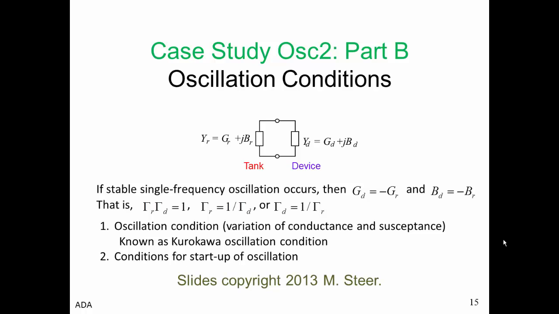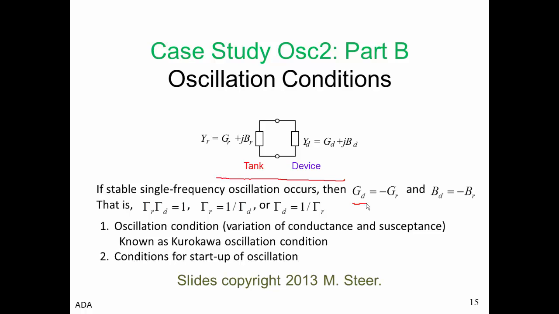This is the second installment of our second oscillator design case study. We're going to talk about the oscillation conditions. We're going to consider our oscillator as a one-port reflection oscillator, and in particular we're going to consider it as a conductance oscillator. If stable single frequency oscillation occurs, then the admittance of the tank circuit YR and the admittance of the device circuit YD will add to zero.